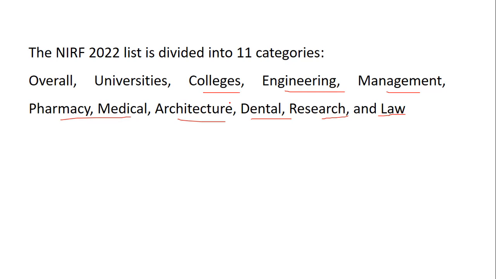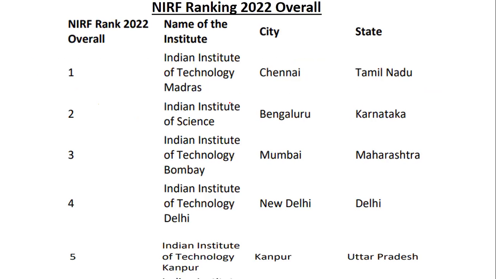So we are going to take a few of the categories and have a look at what is expected to be a part of the exam. Under NIRF ranking 2022 overall, the Indian Institute of Technology Madras, that is IIT Madras, Chennai, Tamil Nadu, has ranked first, followed by the Indian Institute of Science, Bengaluru, followed by the Indian Institute of Technology, Mumbai, and IIT Delhi, and the Indian Institute of Technology, Kanpur.